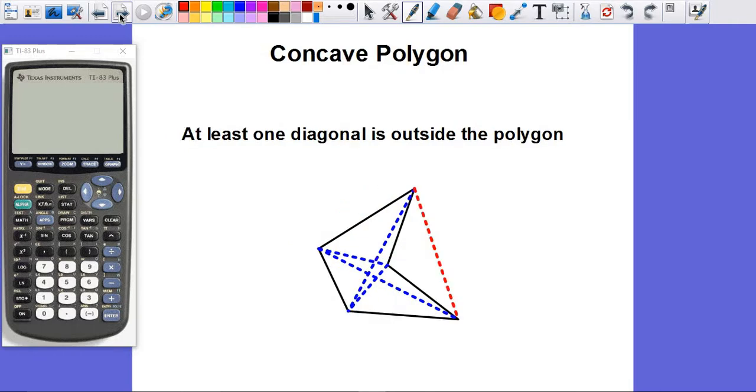Then we have a concave polygon. This is where we have at least one diagonal that is outside of the polygon. For this one, it would be this diagonal here, all right? That diagonal is actually outside of the polygon because these 2 sides point in the direction of in. If you have a vertex that points into the figure, that's what concave is going to be. One way to think about this is think of a cave. A cave goes into the side of the mountain, so if it's going into the mountain, then it would be a concave polygon, all right?